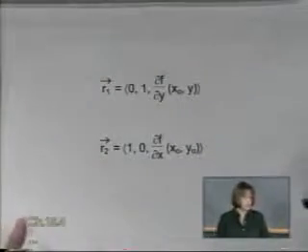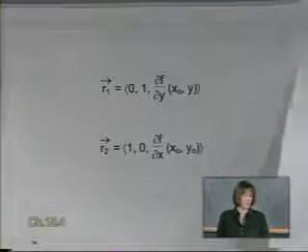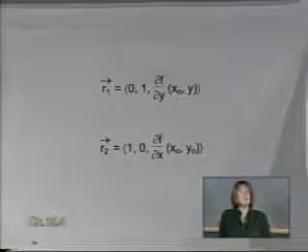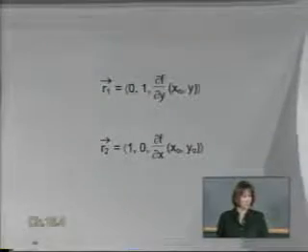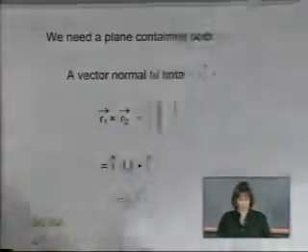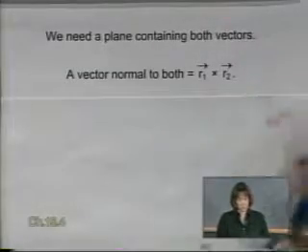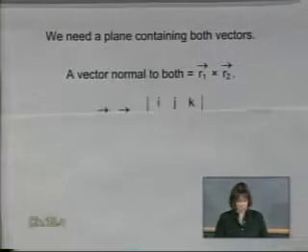And I have this written out for you and posted on Blackboard so you don't have to frantically copy this stuff. Even though I'm not going to ask you to derive this, I think nobody should use something unless they've seen the derivation. You don't have the right to use it unless you see why it's true. So we need a plane containing both vectors. A vector normal to both R1 and R2 is its cross product.